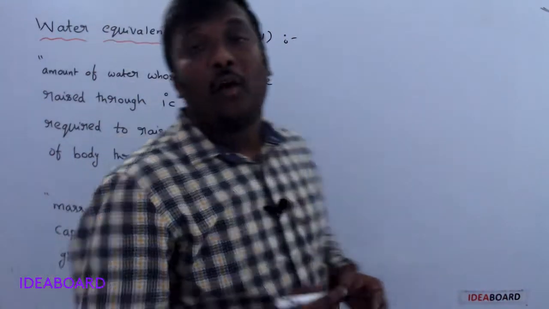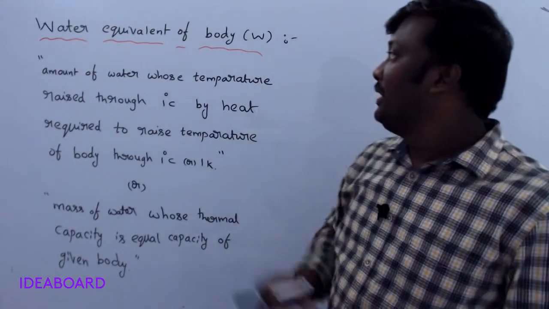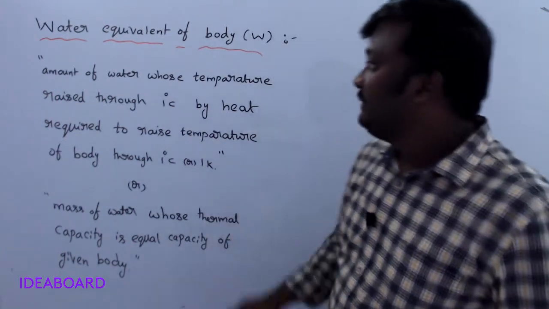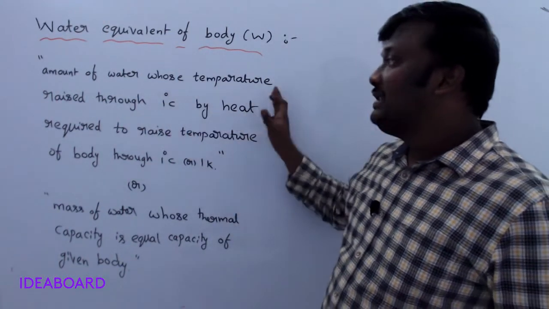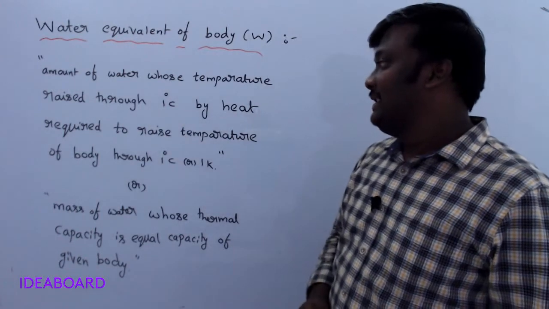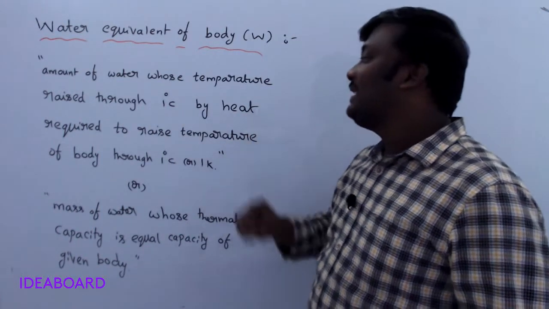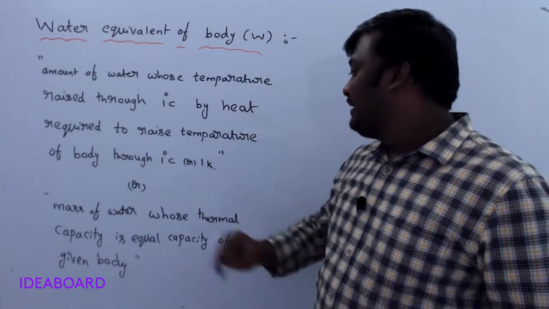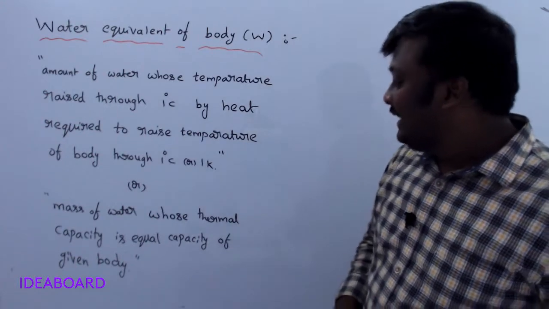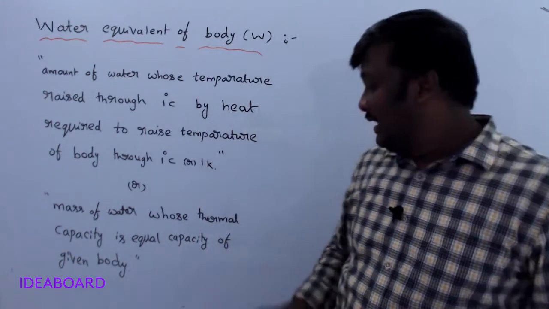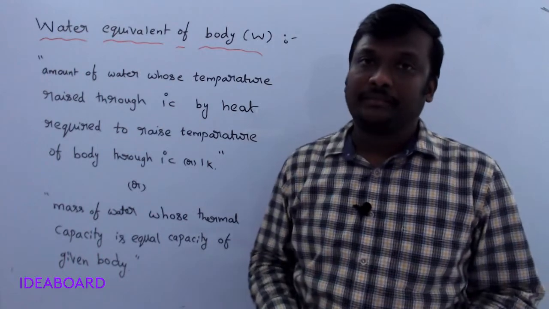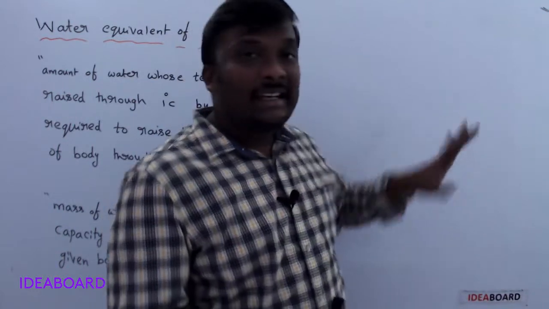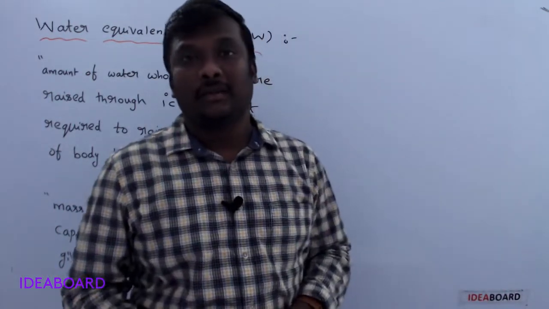So the next one is water equivalent of a body. It is denoted by W. Okay, it is defined as the mass of water whose temperature rises through 1 degree Celsius by the heat required to raise the temperature of the body through 1 degree Celsius, or the mass of water whose thermal capacity is equal to the thermal capacity of the given body. Okay, so what is water equivalent of a body? Let us try to understand by taking one small example.